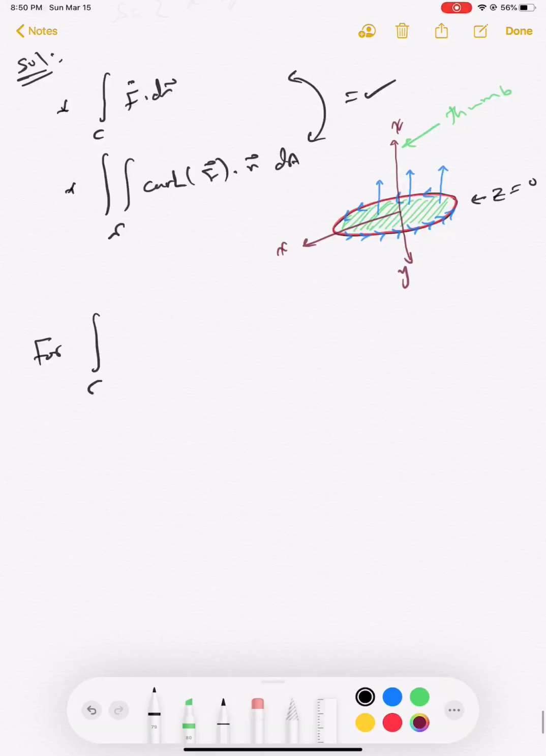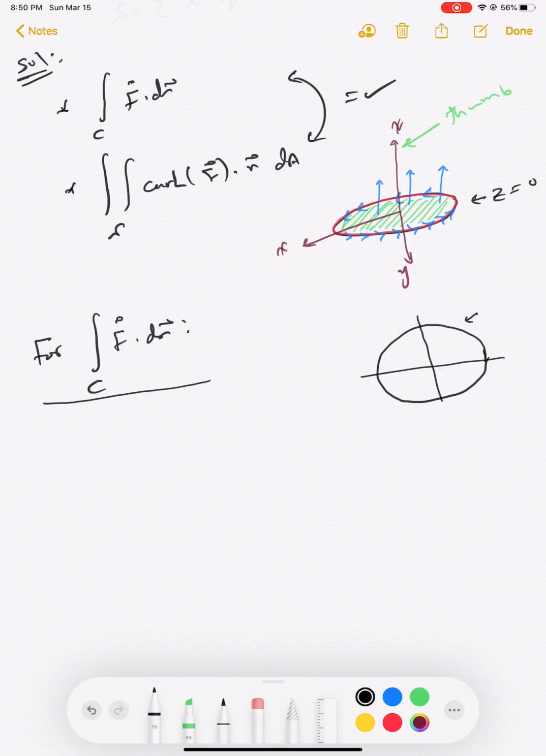I will start with the surface integral, the curve integral. So for the curve integral, what is my curve? My curve is exactly this curve. It is the boundary of the circle, which is x squared plus y squared equals 1. This is the x, this is the y. Of course, we are dealing in R3, so the z coordinate will be 0.